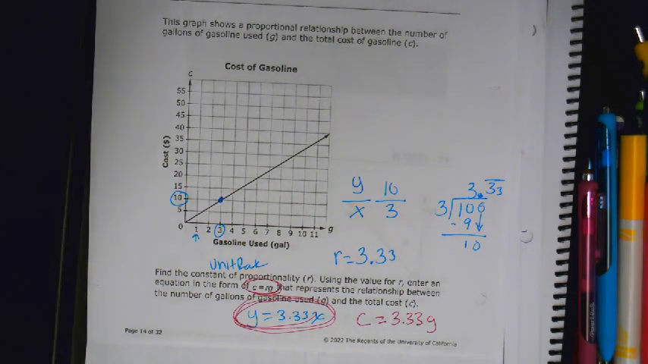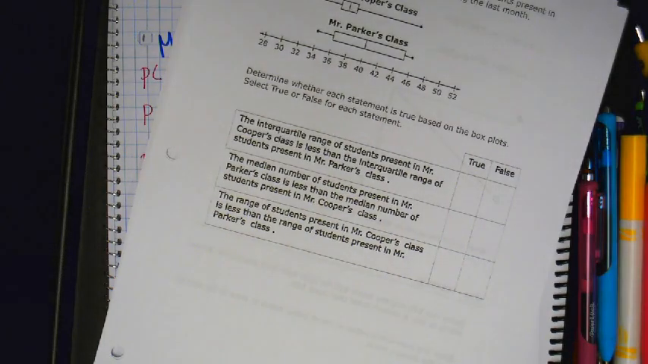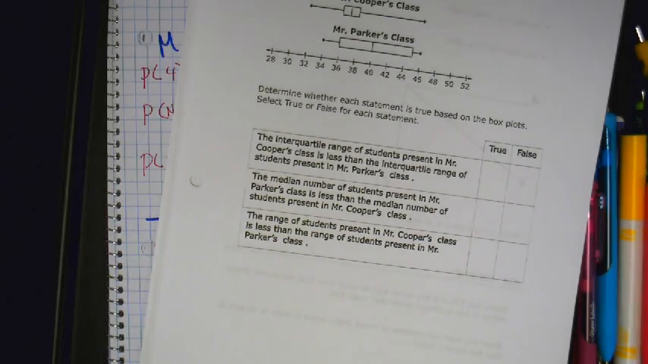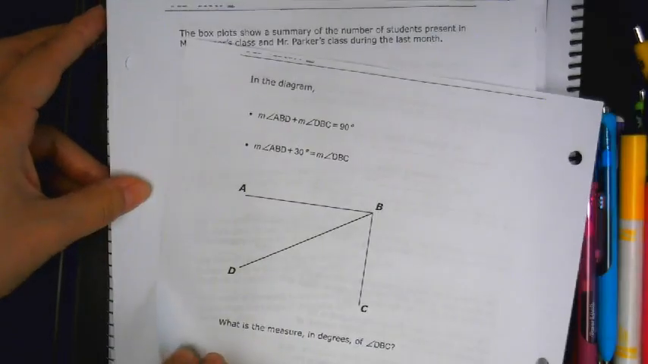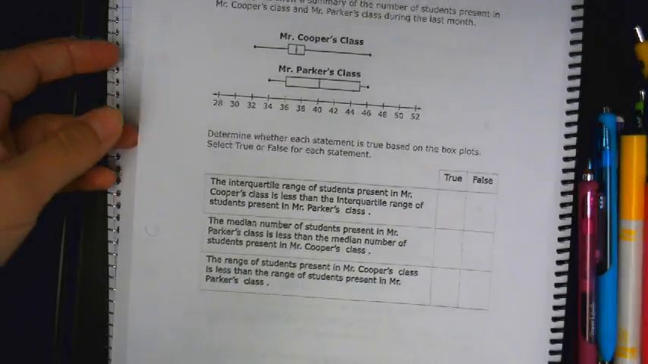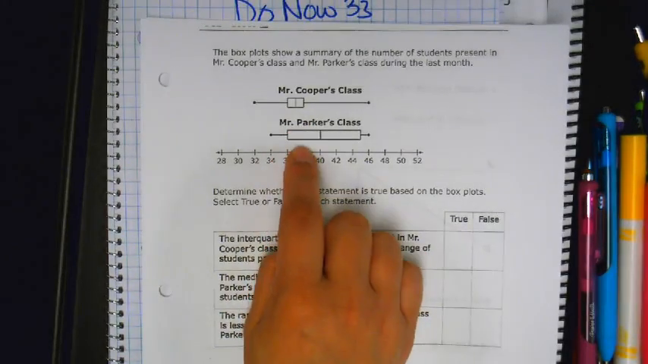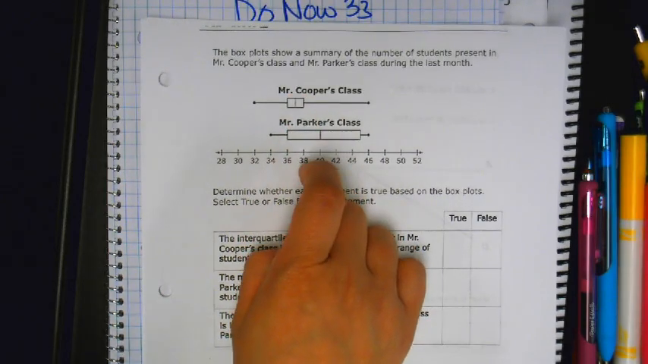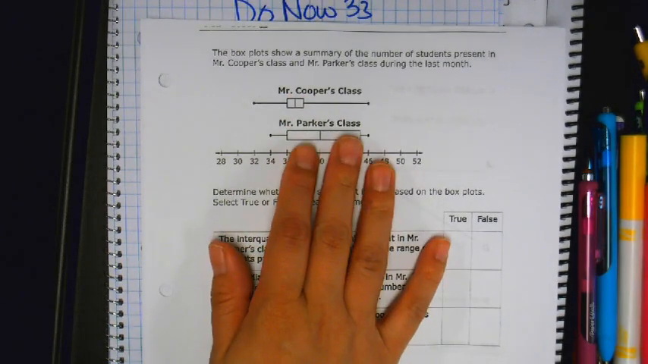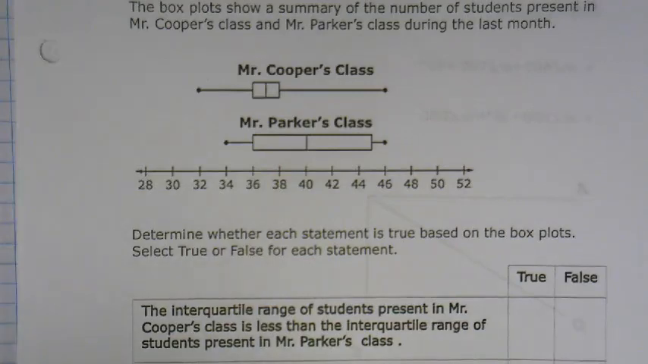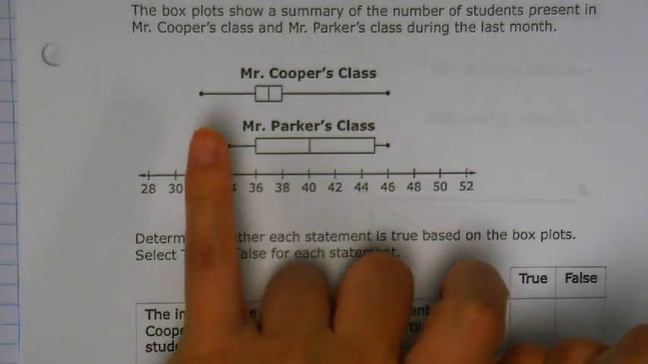All right. Are these papers passed out? Everybody has this paper. Fantastic. Now, we learned these last week. Do you guys remember what these are called? Box and whisker plots. The only difference is that there's two of them and you have to compare them. Okay? So what's the first dot called?